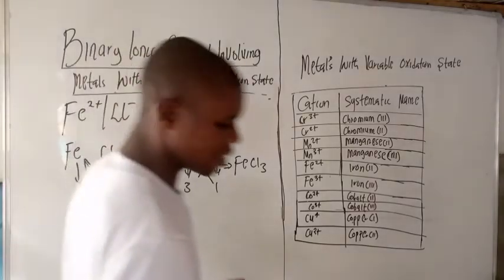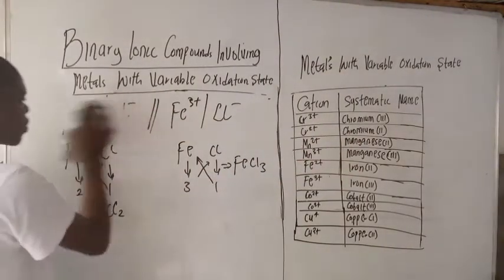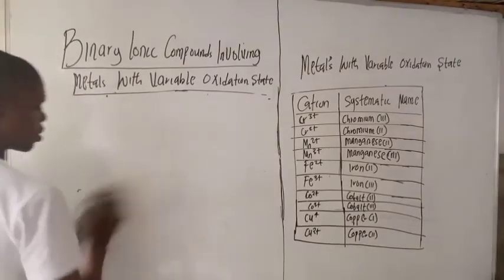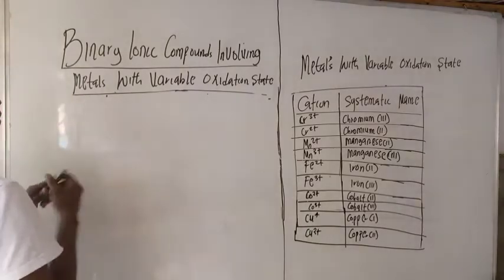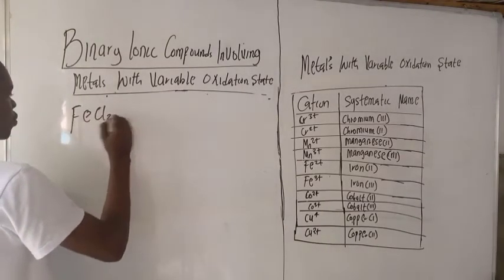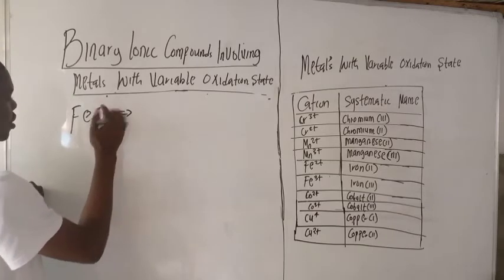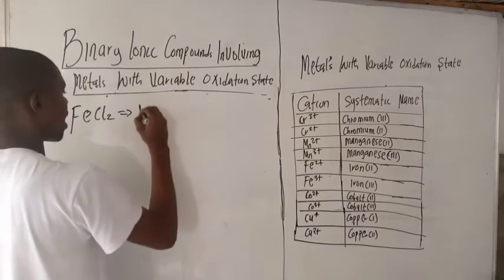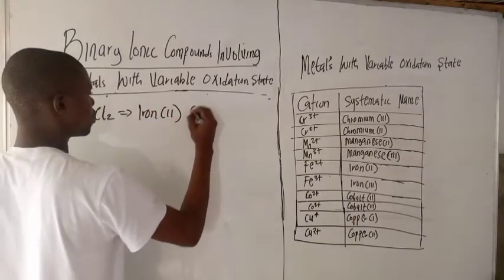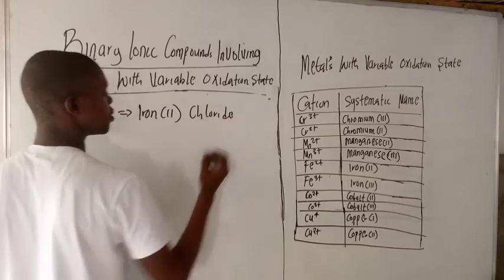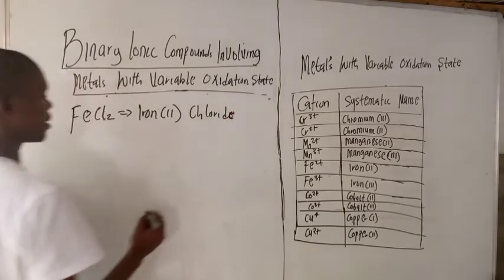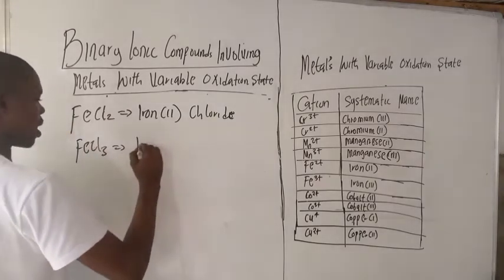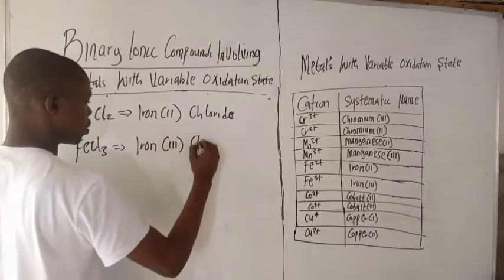So what is now their name? What is their name? Here we have FeCl2. Now this is going to be, because the oxidation state of iron here is 2, iron(II) chloride. Iron 2 chloride. Then here we have FeCl3. Here we have iron 3 chloride.